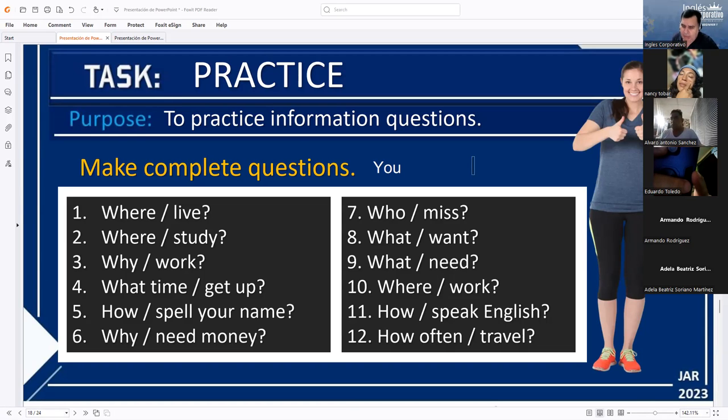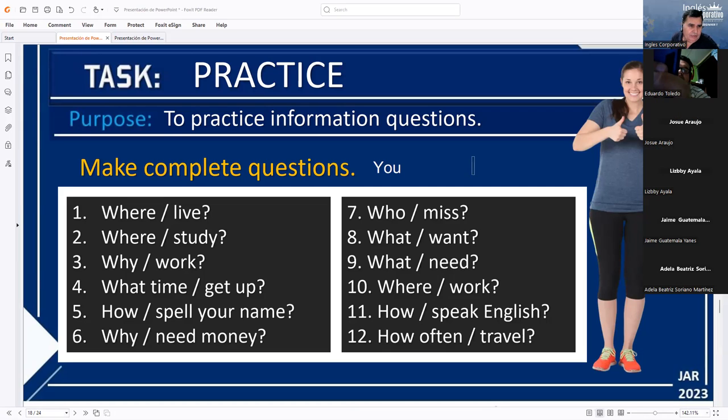Jaime Guatemala. Present. José Armando Rodríguez. José Eduardo Toledo. Present, teacher. Excellent. Josué Daniel Araujo. Present, teacher. Misby Marcela Ayala. Present. Mildred Magali Lopez. Present, teacher. Nancy Lisbeth Tobar. Present, teacher. Oliver Josué Ramírez.